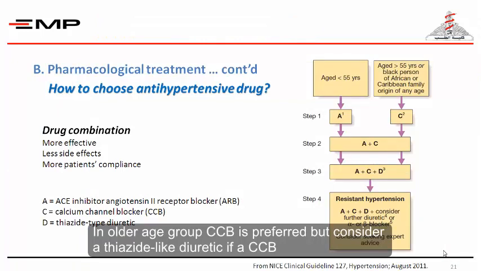How to choose between antihypertensive drugs also includes the drug combination, whether we will choose monotherapy or more than one drug, or combined therapy. Why do we go for combination? We go for combination to be more effective, to have fewer side effects, and to have more patient compliance. Because if you combine more than one class of drug, you will have more effect to decrease the resistant blood pressure or the very high blood pressure.